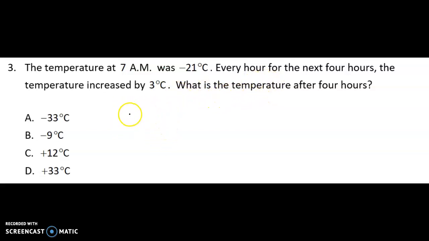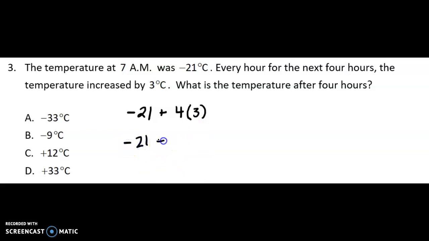So we're going to write an order of operations problem to solve this. So we'll start by writing down that minus 21. Now I'm going to turn these degrees into numbers just for my order of operations problem here. So negative 21 degrees Celsius would be negative 21. And then that happens 4 times over the next 4 hours. And every time we get an increase, it increases by 3 degrees.